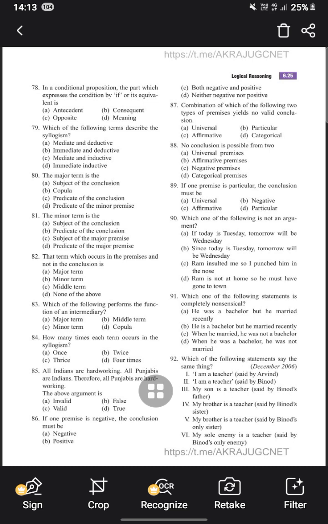Okay, predicate is the major term. The minor term is what? 81 is A, that is subject is the minor term, major term is predicate. The term which occurs in the premise and not in the conclusion, that is the middle term.